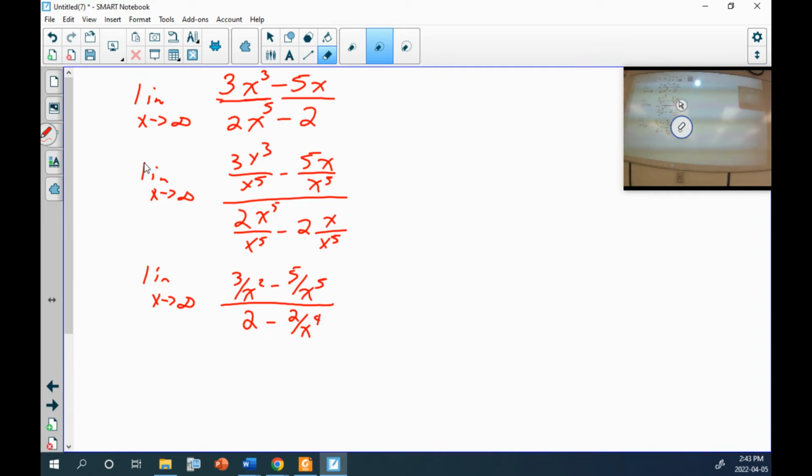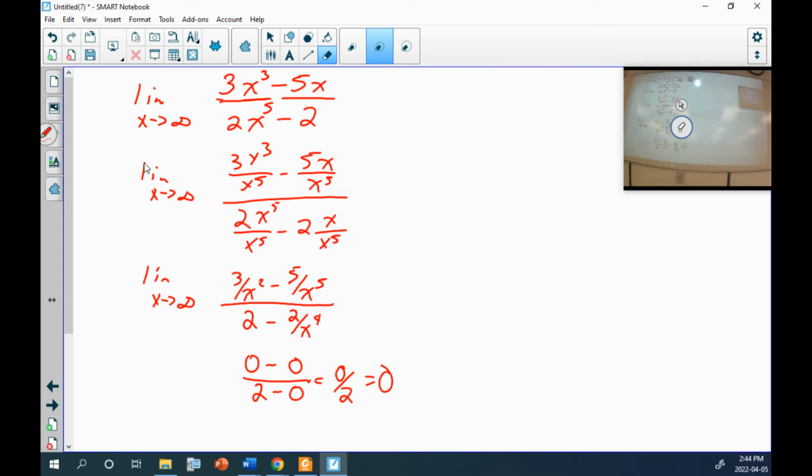What happens as I plug in my large number to my infinity? What happens to that term? 0 minus 0 over 2 minus 0, 0 over 2. So X on the bottom is going to be smaller.